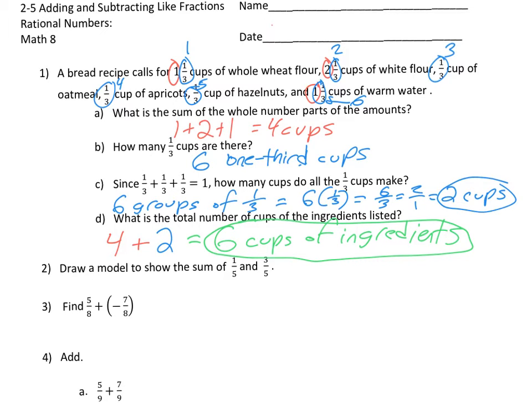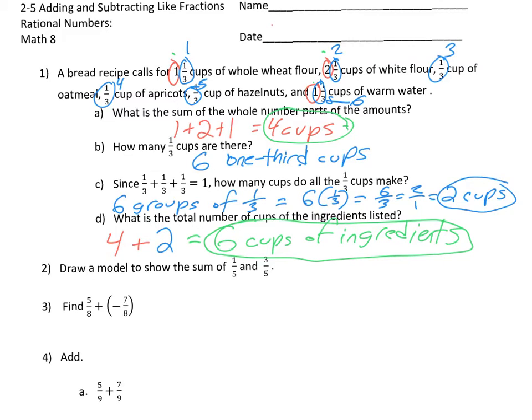So I added up all the ones that I circled in red, which were 1, 2, and 1. Added those up, and I got 1 plus 2 plus 1 equals 4 cups here. And then I added up how many 1/3 cups are there? Well, I circled in blue up there in the question 1, 2, 3, 4, 5, 6 of the things. So there's 6 1/3 cups.